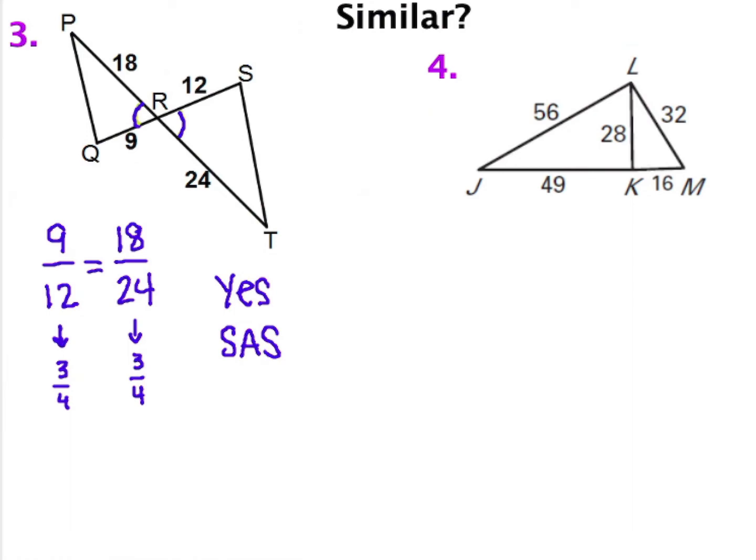This next one could be a little tricky if you didn't have my tip about shortest side to shortest side. So on this first triangle, shortest side is 28. On the other triangle, shortest side is 16. Then I'll switch to longest side from the first and longest side from the second, and medium length side to medium length side.